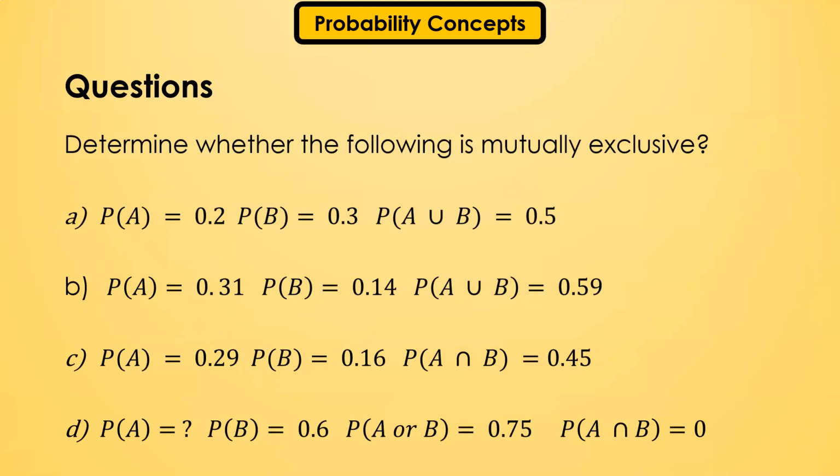The last type of question, and this tends to be relatively popular in the exam, is giving you some numbers, then you have to use the formula to test whether something's mutually exclusive. So remember, the formula states that the probability of A plus the probability of B must equal the probability of A or B if they are mutually exclusive.